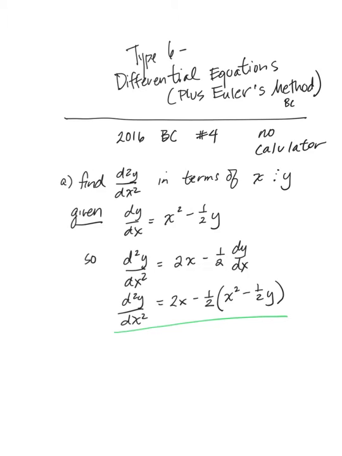Part A is asking you to find the second derivative in terms of x and y. We're given the first derivative as x squared minus 1/2 y. So differentiating both sides to get the second derivative, we have 2x minus 1/2 dy/dx. And we need to replace the dy/dx with the given dy/dx in the stem of the problem. You don't need to simplify, you can just leave it like that.